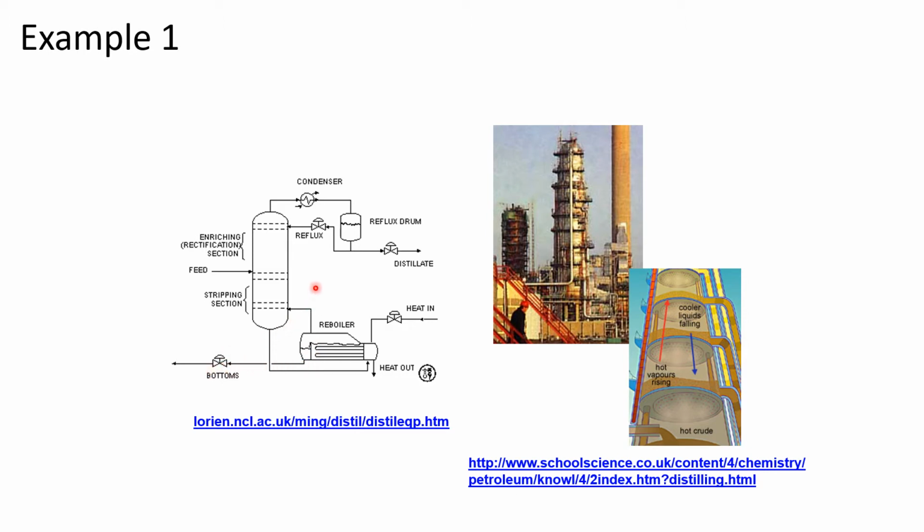In a real column, you may have more than one feed distributed along the length of the column, and you can have more than 2 products.